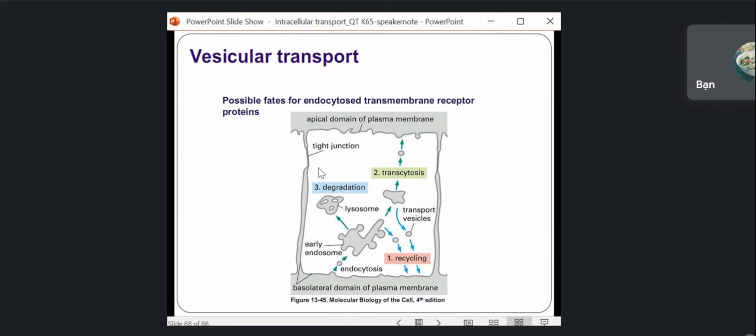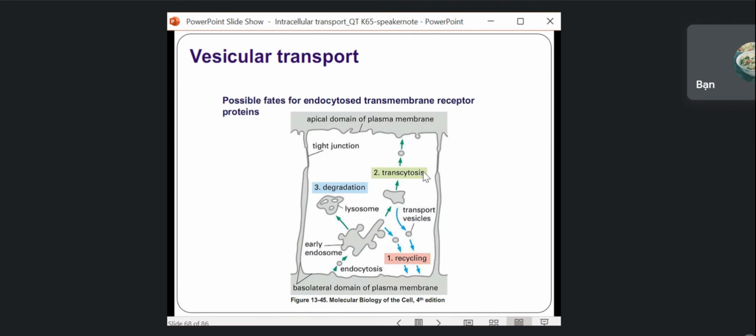So for now, there are three fates of the transmembrane receptor protein. They can be recycled. That means after they do the transport function, the membrane receptor can be sent back to the donor compartment, for example, like the plasma membrane, to reuse. So that is the first fate of the transmembrane receptor.